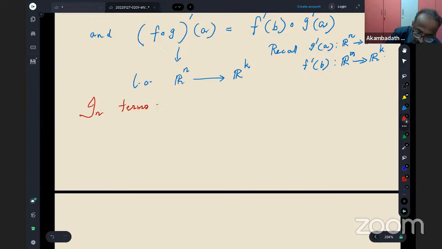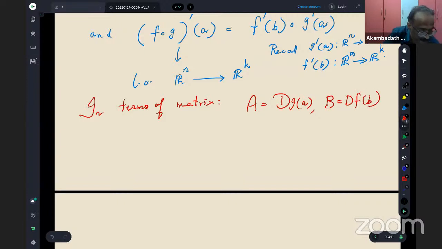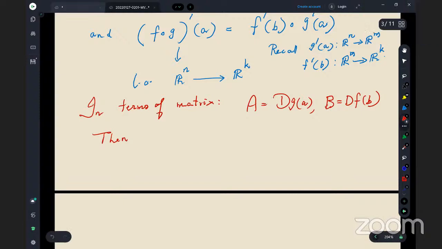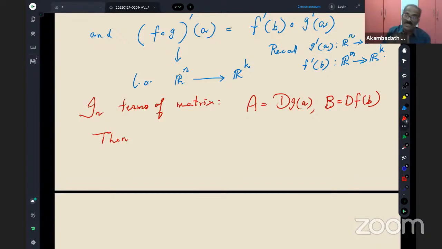In terms of matrix representation, if A is equal to dg at a, its matrix Jacobian, and B is equal to df at b, the corresponding Jacobian at b, then what it says is that, you see, again a kind of motivation for your matrix multiplication, because composition is again one of the important operations in maths.